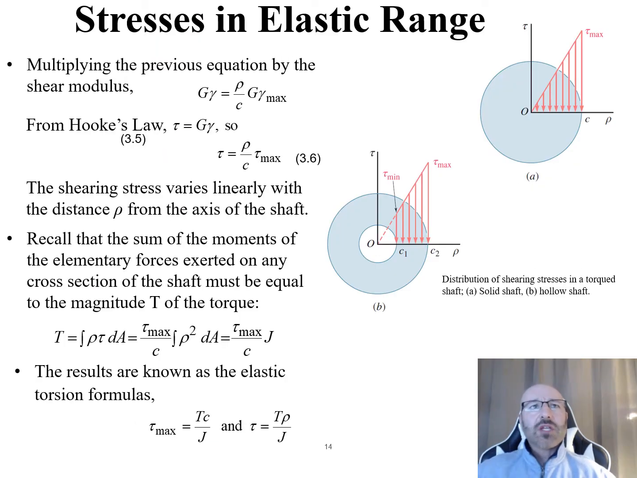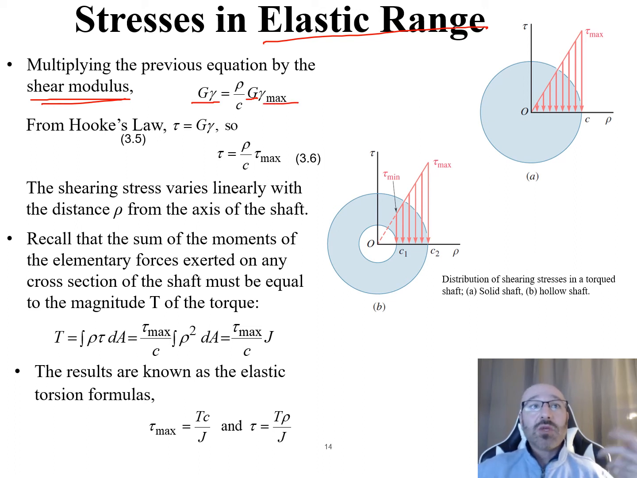So next we're going to take a look at stresses in the elastic range. If we're dealing with the elastic range, talking about the modulus of elasticity, we're going to bring in Hooke's law again. So if we take that previous equation we just looked at and multiply by our shear modulus G, from Hooke's law, G times gamma is equal to rho over C times, again, we multiplied through by our shear modulus G, is equal to G times our max shear strain.